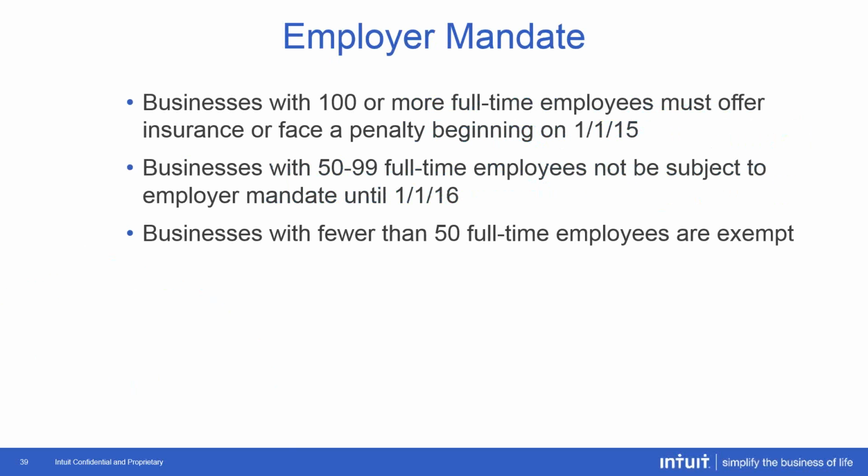The employer shared responsibility provision, or the employer mandate, phased in over time. It was all supposed to take effect in 2014, but the government pushed it out in 2 different stages. Businesses with 100 or more full-time employees must offer insurance or face a penalty beginning in January of 2015. Businesses with between 50 and 99 full-time employees are not subject to the employer mandate until 2016. Businesses with fewer than 50 full-time employees are exempt.